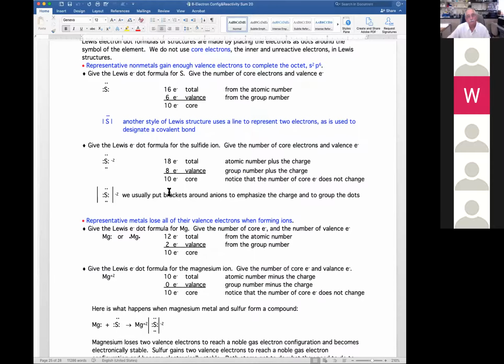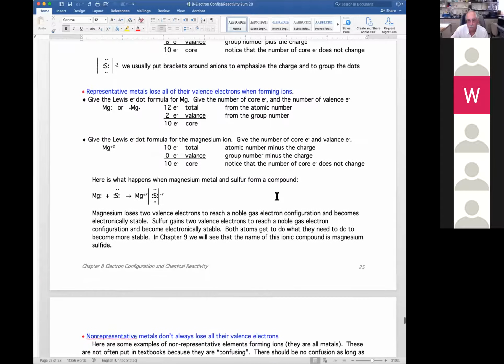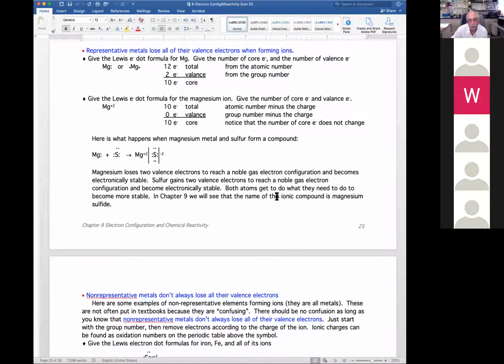So it's very simple. Whatever group you're in, if you're an element, that group number tells you how many dots, because that tells you how many valence electrons. So representative nonmetals gain valence electrons to try to become S2P6. And then representative metals lose all of their valence electrons to become like a noble gas, right?